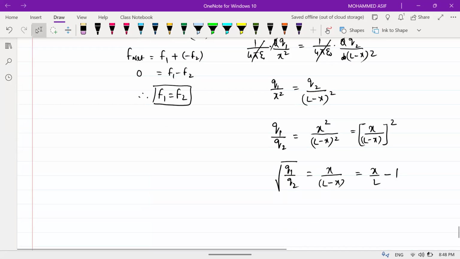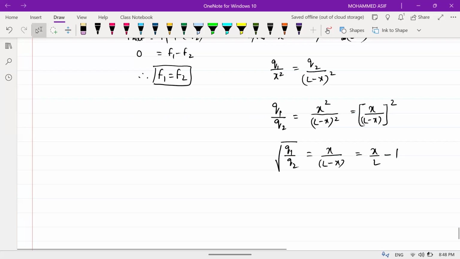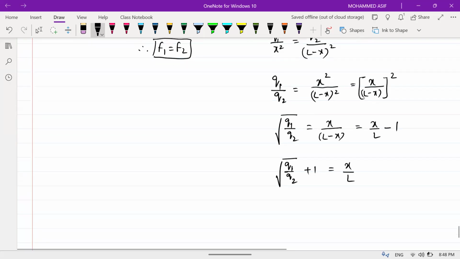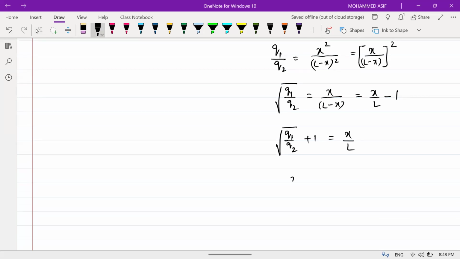Yes, sir. So minus 1, if it comes here, this value will be equal to how much for me? Root of Q1 divided by Q2 plus 1 is equal to how much for me? x divided by L. So what is the value of x? x is equal to how much for me? Under root of Q1 divided by Q2, this one right now for me plus 1, into your L.